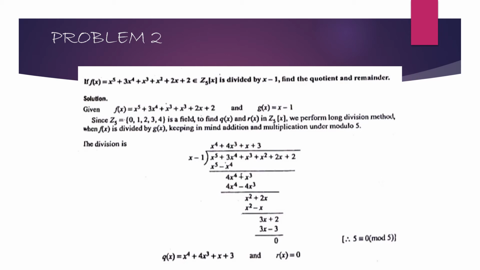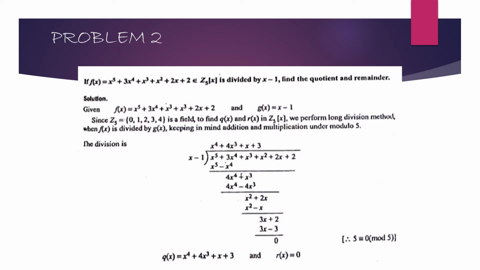Changing the sign, 3x and 3x will get cancelled and my answer will be 5 here, right? Because minus 3 will become plus 3 when I change the sign, and plus 2 and plus 3 will be getting plus 5. So 5 is not allowed since you are doing it in modulo 5. So what is the remainder? 0. Very simple problem. And what is the quotient now? X power 4 plus 4x cube plus x plus 3, and r of x is 0. That is, there is no remainder for us because of the modulo happening.